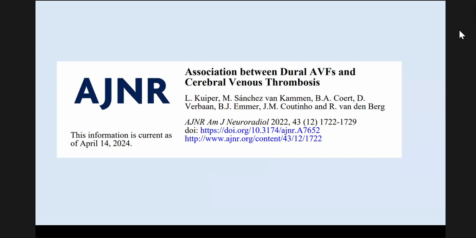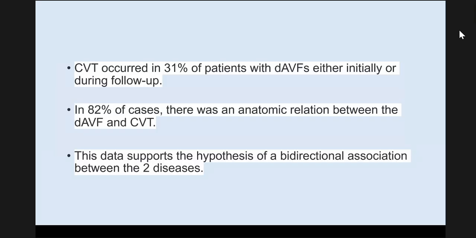Dural AV fistulas have a strong association with cerebral venous thrombosis. This is a paper from a few years back where they looked at whether they could establish the association between dural AV fistulas and cerebral venous thrombosis. In their cohort, 1 out of 3 patients with dural AV fistula had a cerebral venous thrombosis at some point, either initially or during follow-up. And there was a direct anatomical relationship between the dural AV fistula and cerebral venous thrombosis in 82% of cases. So this has a bidirectional association.